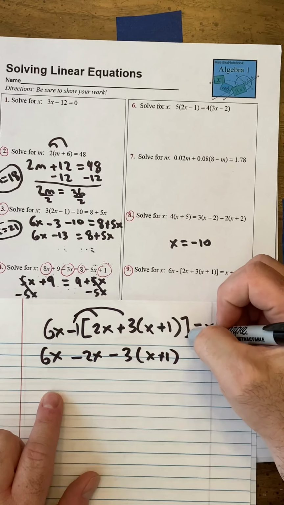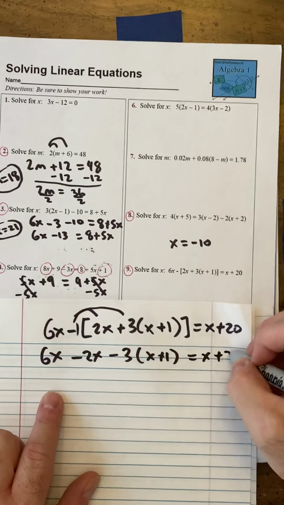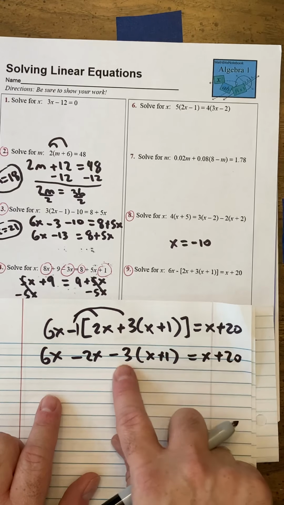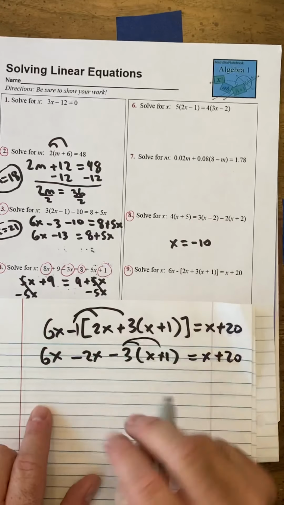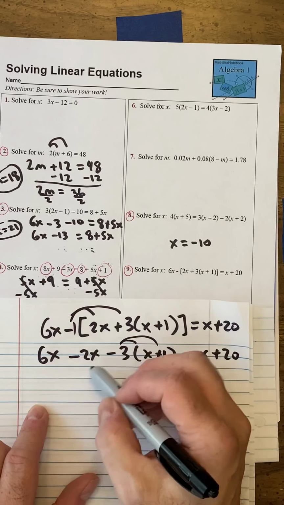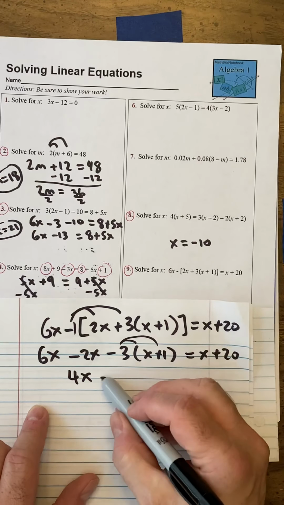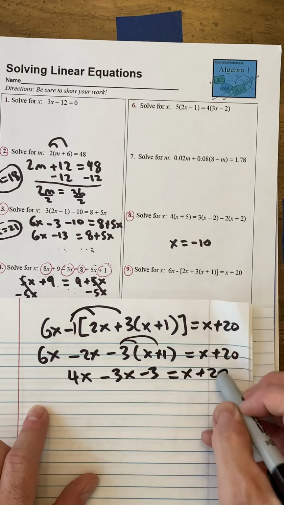We've just dealt with this pair of brackets by distributing. And I'll just write down what we have on the other side. We still have other things to do. Let's get rid of these parentheses by distributing the negative 3 throughout. I'll bring this stuff down, those combine, so that's going to become 4x. And then we'll distribute through these parentheses. You're going to get minus 3x minus 3 equals x plus 20.